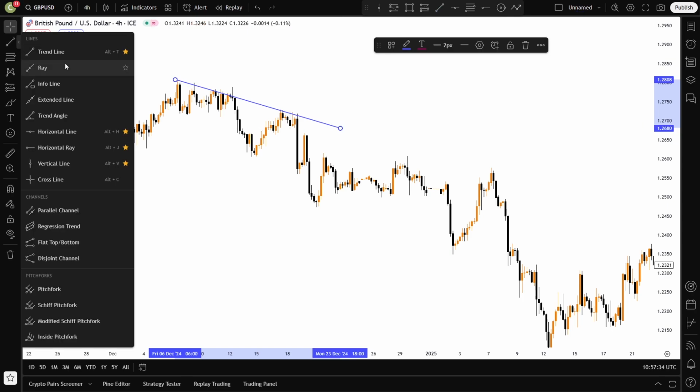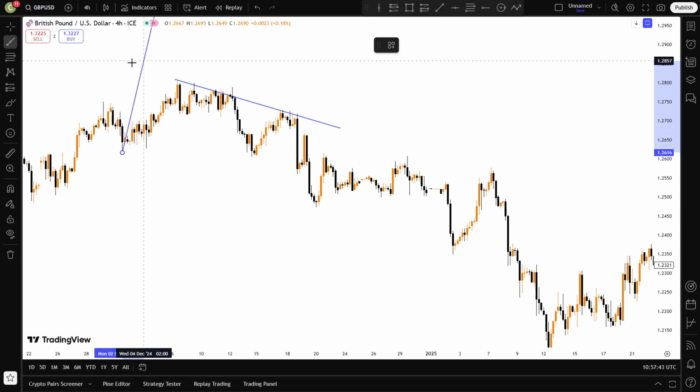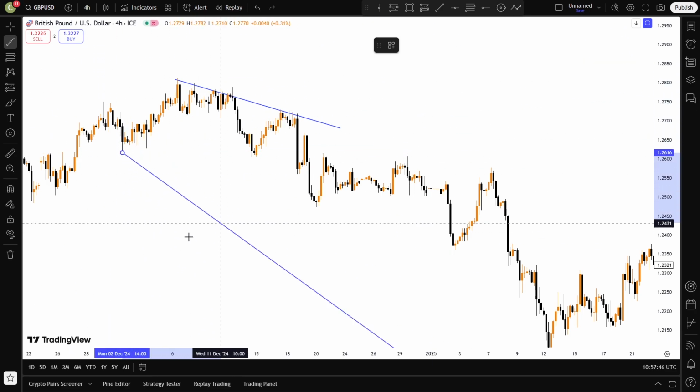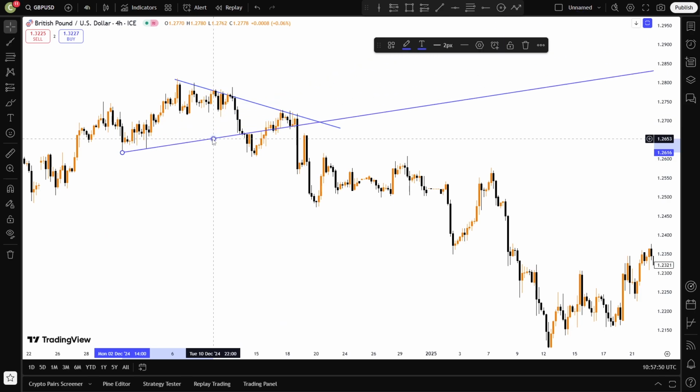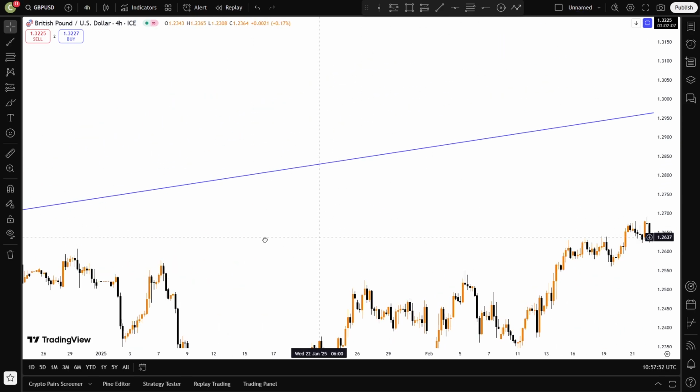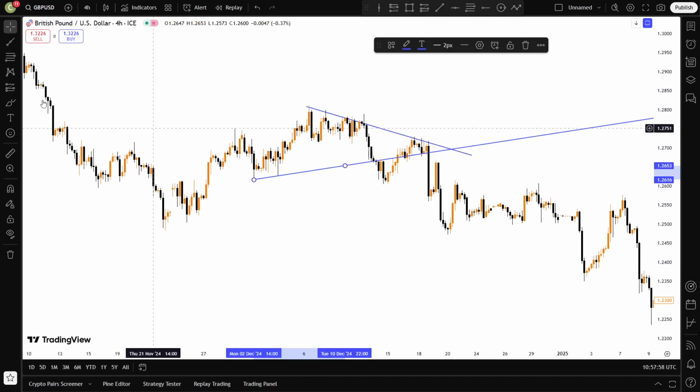Moving on to the ray tool. The ray tool draws a line from one point and extends to the other infinitely. So if I start my point here, as you can see, the line is drawn infinitely to my desired location. If I release the drawing at this point, you can see it takes it infinitely to the right side. And that's just the ray tool.